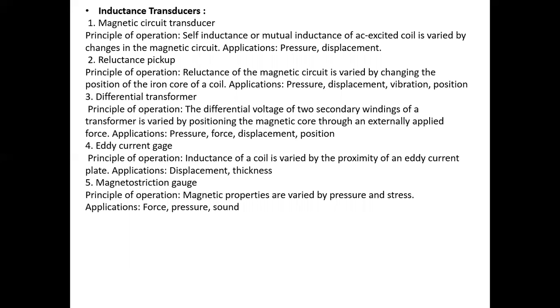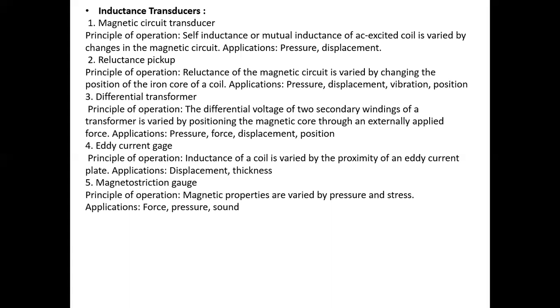Next one is the differential transformer. The differential voltage of two secondary windings of a transformer is varied by positioning the magnetic core through an externally applied force. Means by moving the position of the core, it is like a transformer having one primary and two secondary windings, and as the position of the core changes, the output changes. This is your differential transformer.